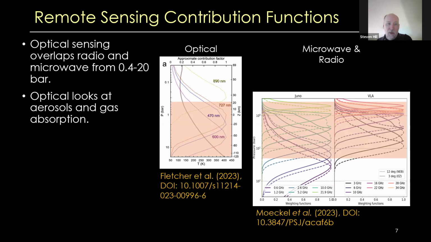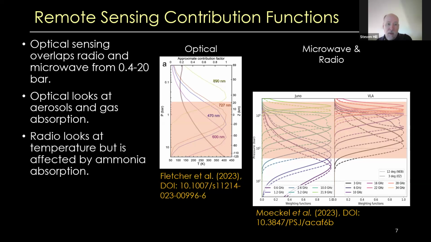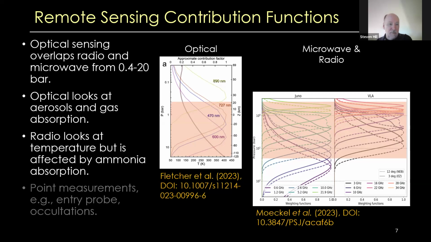In the optical, you're looking at aerosol reflection and scattering, Rayleigh scattering, and gas absorption. But in the radio, you're looking at emitted temperature, and ammonia absorption is affecting and actually kind of creating a degeneracy with the sensed temperature. So you have to reconstruct that.